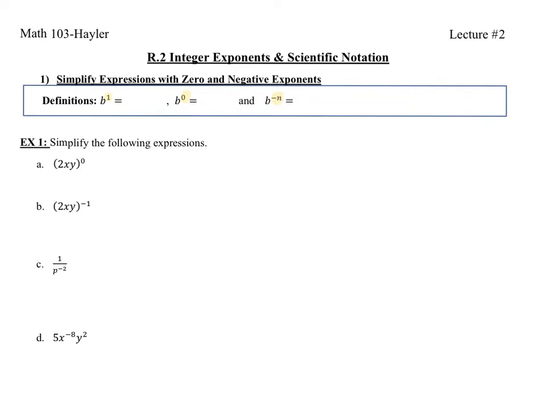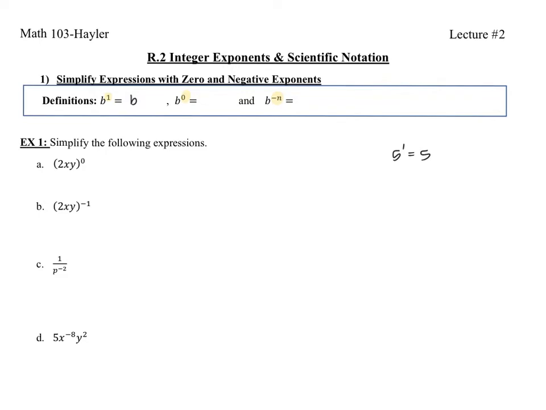So we have b to the 1 power. What would that be? Well, anything raised to the 1 power is just going to be itself. So whatever the number is, b. For example, 5 to the 1 power would just be 5.